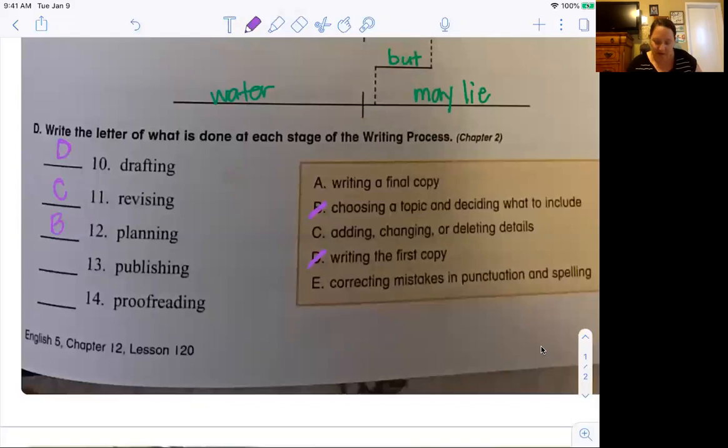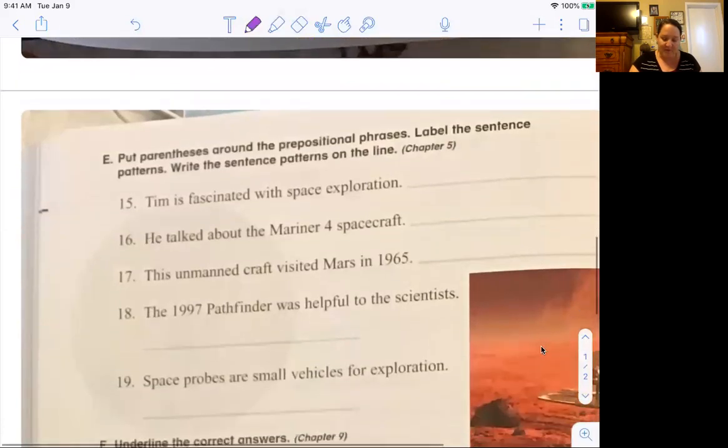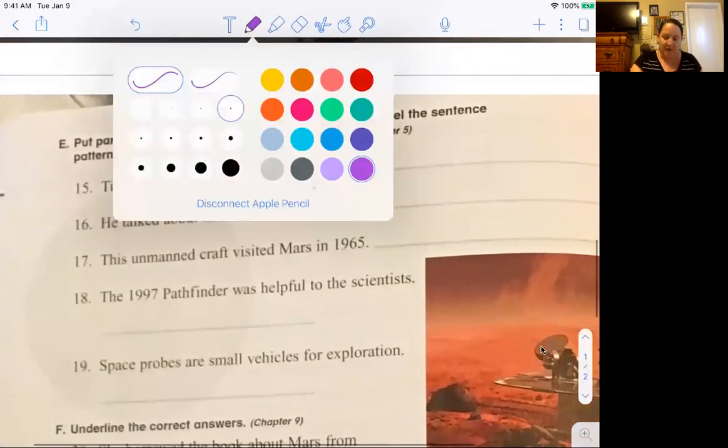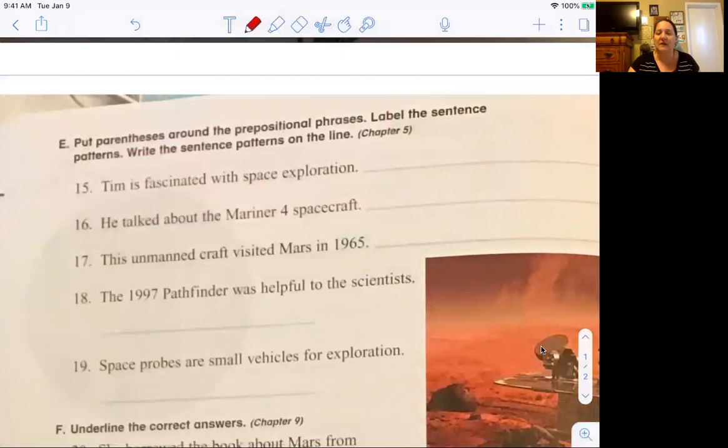Publishing. So we use C. Writing a final copy, correcting mistakes in punctuation and spelling. That's A, writing a final copy. This is a little bit different than what we just did with our research paper, and I think that's where I'm a little bit thrown off. And then we have proofreading, of course, is correcting mistakes in punctuation and spelling. Let's move on. Turn your paper over. If you need to, take a break and come back, but you're doing a great job.